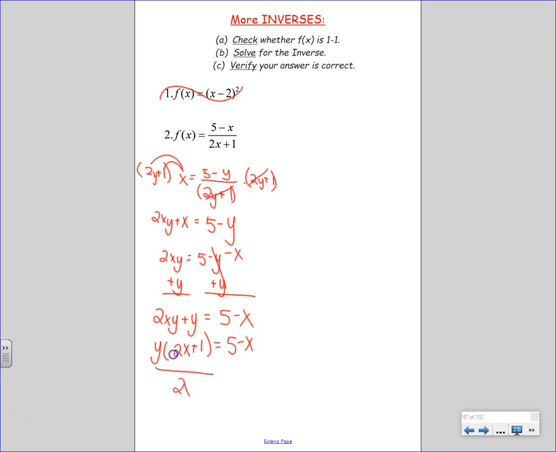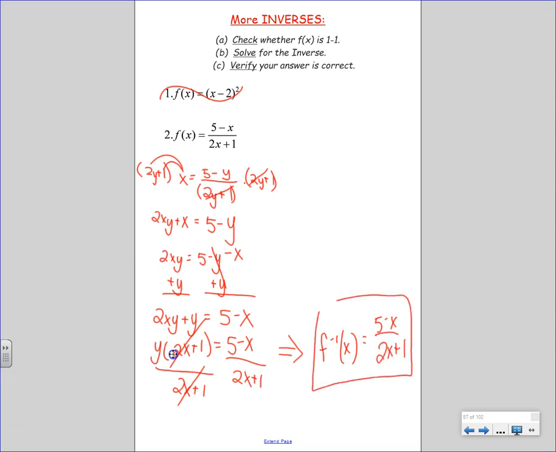Ironically, what do you guys notice? Anybody down there yet? Every now and then a function is its own inverse. We got y alone. I substitute y for f inverse of x. Now hold on. We had to do something more. He really was his own inverse?